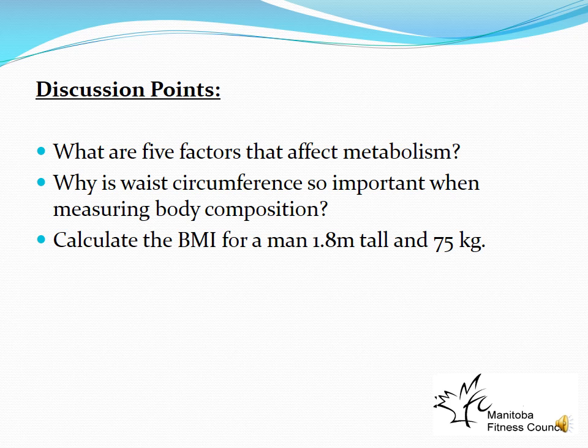And finally, we'd like you to calculate the body mass index for a man that's 1.8 meters tall and weighs 75 kilograms. So your equation would be weight divided by height in meters squared. So you'd be dividing 75 by 1.8 squared. That would be 75 divided by 3.24. And that will give you a body mass index of 23.15. So 23 is considered a healthy, normal weight range. I know I said that very quickly, so just jot down those numbers and try those calculations yourself until you're comfortable that you can do them. Thank you.